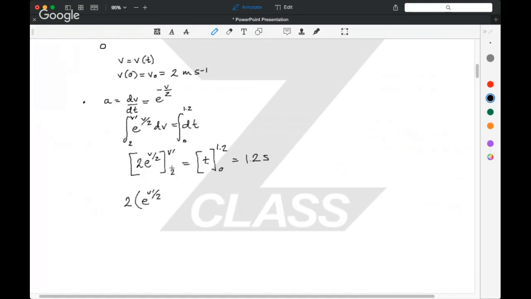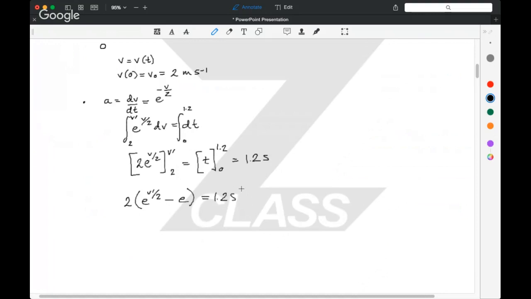And even if the lower limit was 0 here, even if that was true, this would be e to the 0, which is not 0, it's 1. So just be a little bit careful. Otherwise, it's just e to the v prime over 2 minus e to the 2 over 2, which is just 1. And I think you can get the rest from that.